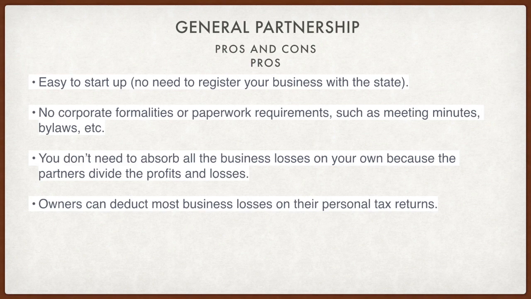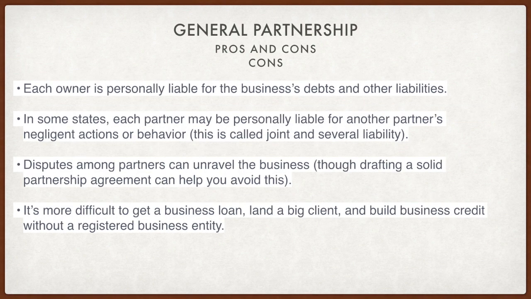Owners can deduct most business losses on their personal tax returns. Those are the pros. Now for the cons. Each owner is personally liable for the business debts and liabilities of the others. In some states, each partner may be personally liable for another partner's negligence, actions, or behavior. This is called joint and several liability. Disputes among partners can unravel the business; drafting a solid partnership agreement can help avoid that. It's more difficult to get a business loan, land a big client, and build big business credit without a registered business entity. So even though you don't have to register as a partnership, you might want to.